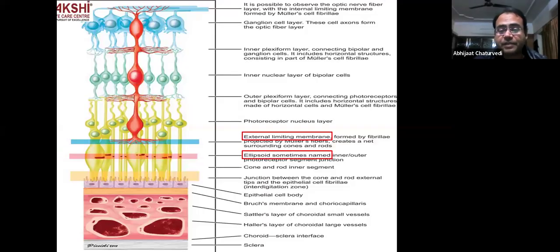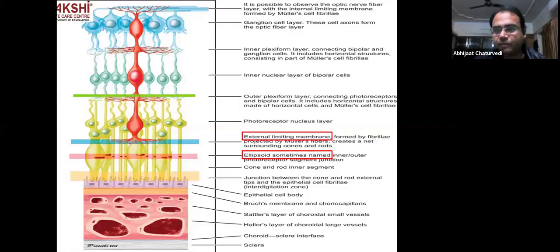After this comes the ellipsoid zone. So the outer part would be divided again into two parts, which I will discuss in the coming slide as well. This is the second line, which is the ellipsoid zone. So your first line is the external limiting membrane. The second line is the ellipsoid zone. Your third line is the RPE-Bruch's complex.